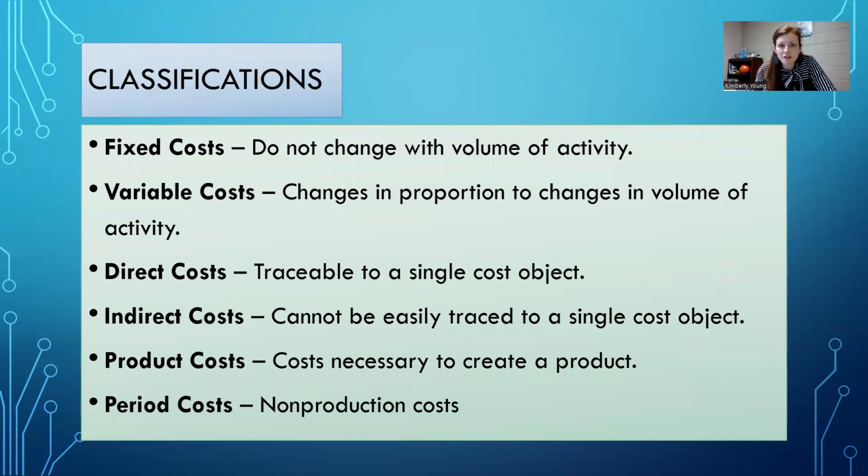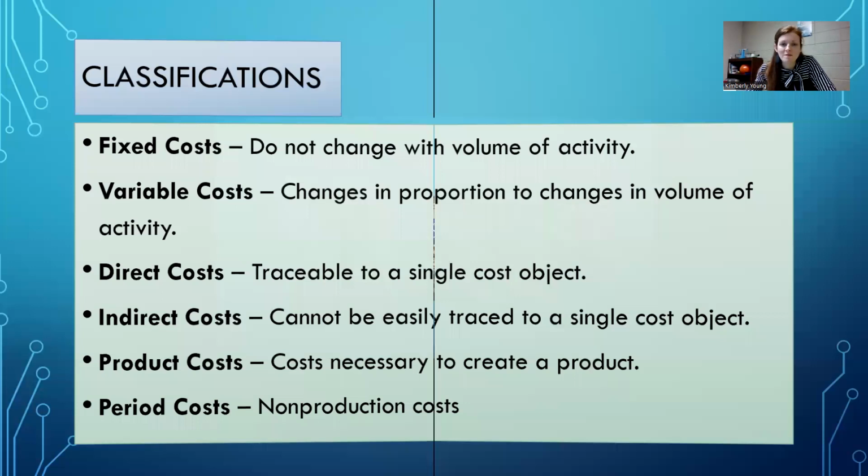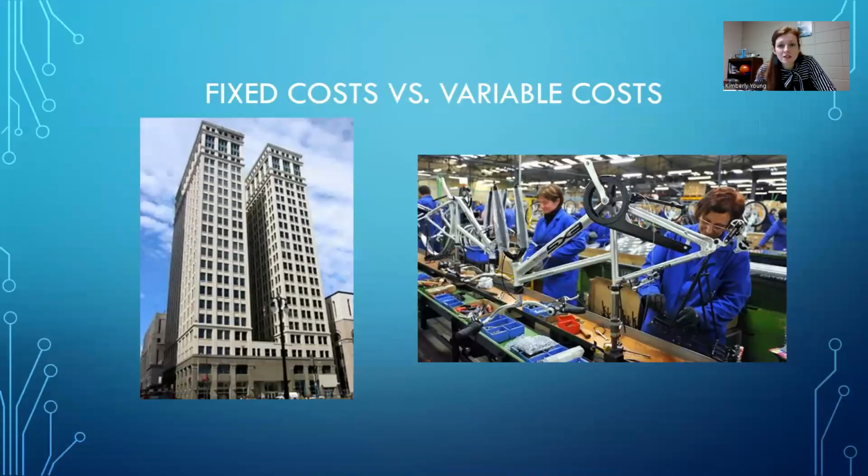So we're going to look at each of these classifications and talk about examples of each one. First, fixed versus variable. A lot of people, the first thing they think of with fixed cost, and same for me, is any kind of rent or payment on a building. It doesn't matter how much I use that building, I still have to pay the same amount of rent on it. Doesn't matter how many units I produced.